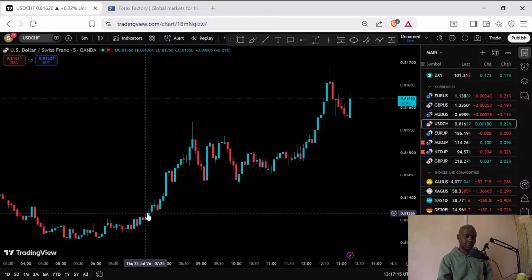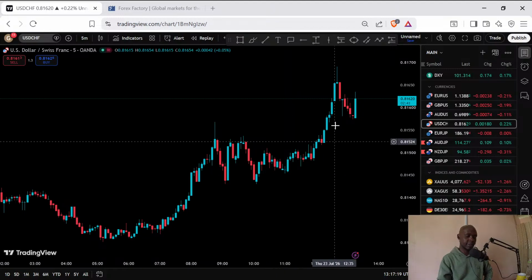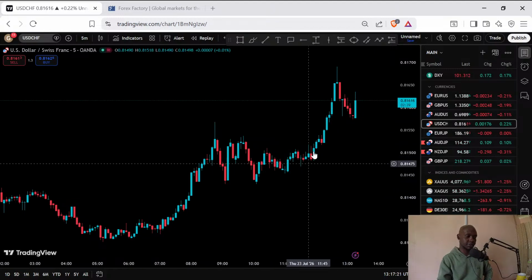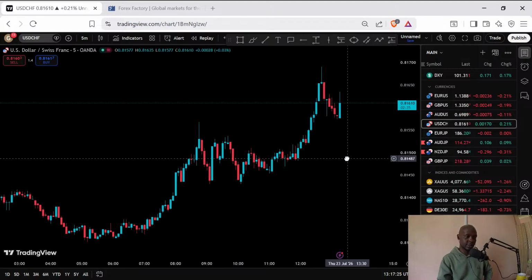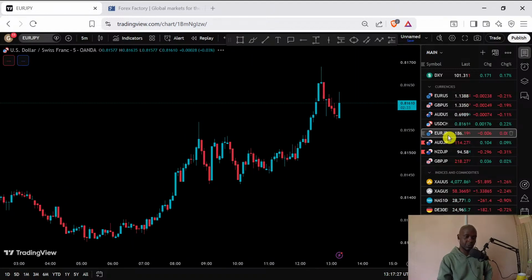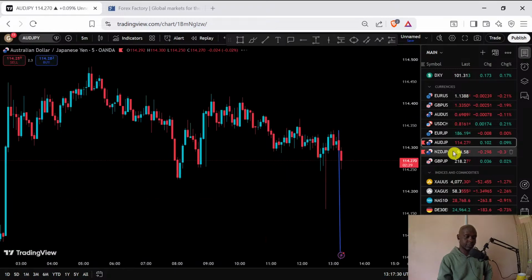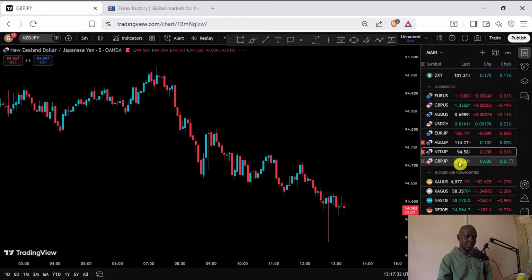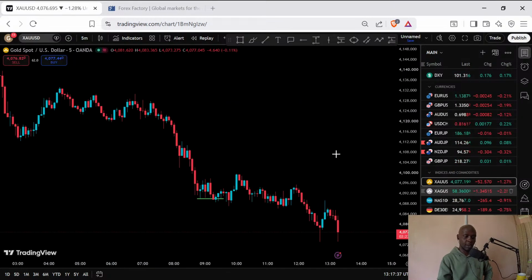Now on USD CHF, we've continued pushing higher. I did not like the strength of the push, the strength of the candles in this push to the upside, this large wick. So I'm also not getting involved. On Euro JPY and New Zealand JPY, I'm only looking for entries on the 1 hour time frame.